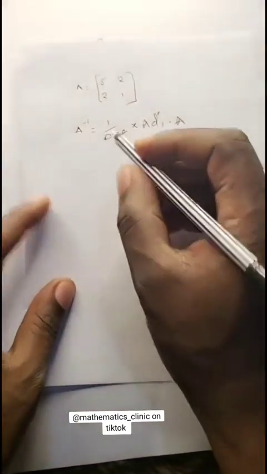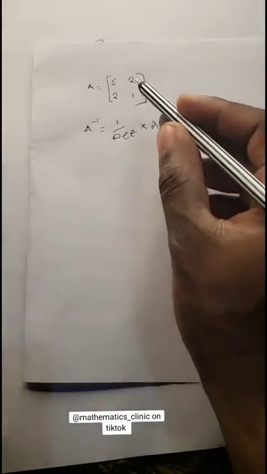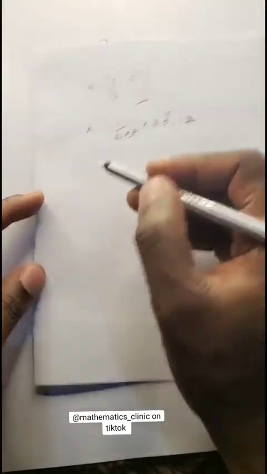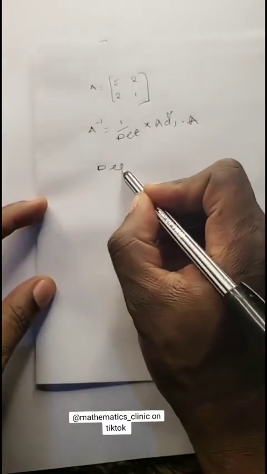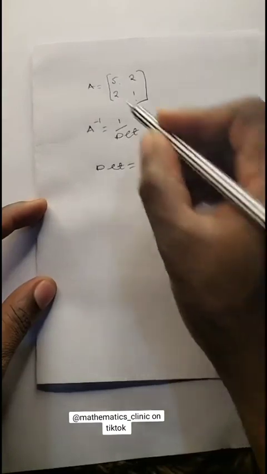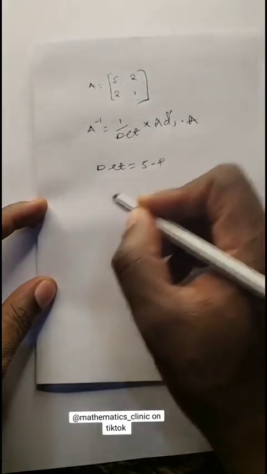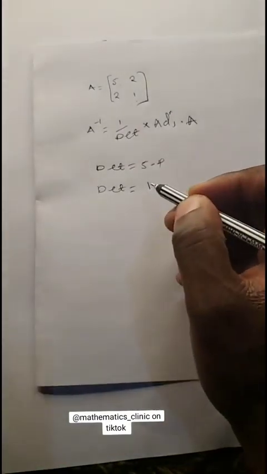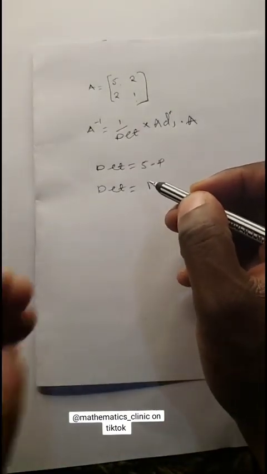So we need to first find the determinant for this. So how do we get to find the determinant? Determinant is equal to 5 times 1 is 5, minus 2 times 2 is 4. So now the determinant is equal to 1. We have found the determinant to be 1.